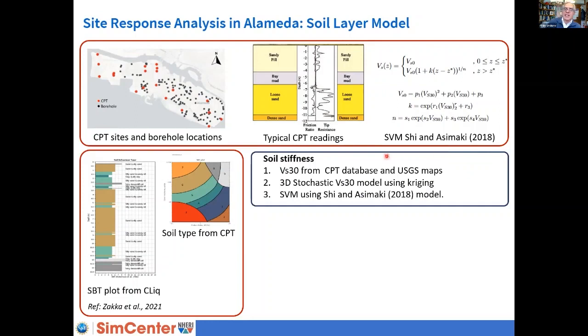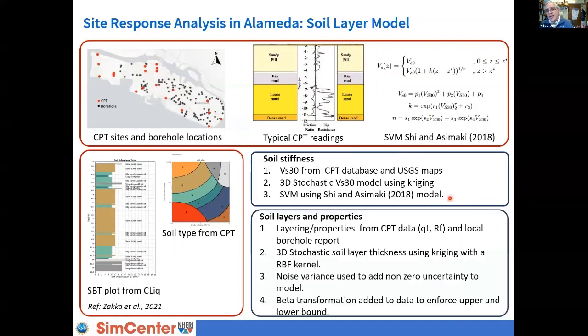One, for the soil stiffness, a better model. So we have now a very good model for Vs30 from the CPT database and USGS maps. From that Vs30 model, we develop a 3D stochastic model using kriging. And once we have the Vs30 for any location that we are of interest, we can change the grid for the soil locations. Then we also use the soil velocity model from Shi and Asimaki. We can use other models. We know that Shi and Asimaki is only one.